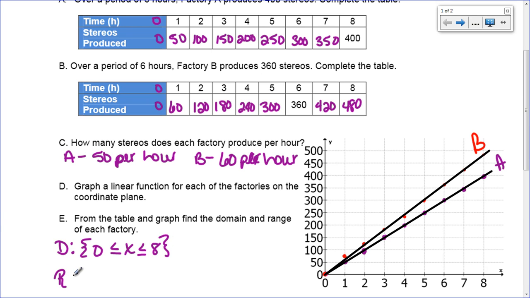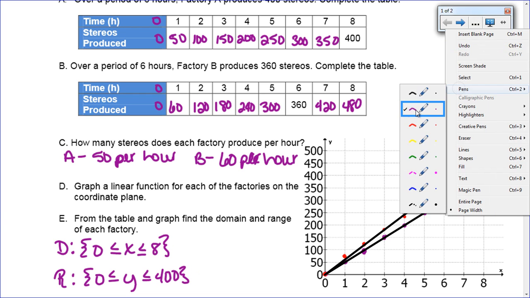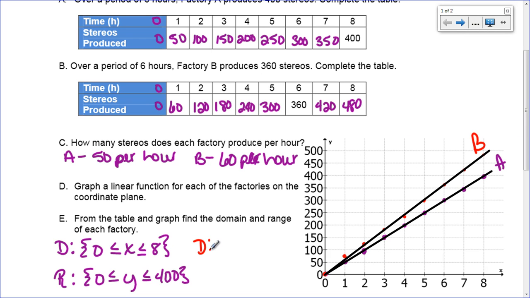The range is going to go from 0 to 400 because that's how many radios they made in 8 hours. Now factory B, their domain is exactly the same. It goes from 0 to 8 as well because they also worked 8 hours at factory B. But the range is different because factory B makes more radios per hour, so their maximum is 480 and not 400. So there's our domain and our range.